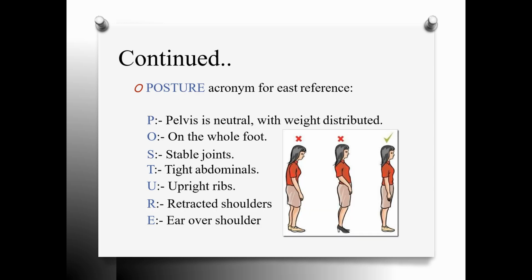Next, we have seen the acronym POSTURE. P stands for pelvis in neutral, O for on whole foot, S for stable joints, T for tight abdominals, upright ribs, retracted shoulders, ear over the shoulder. Yes, we discussed the diagrams also.